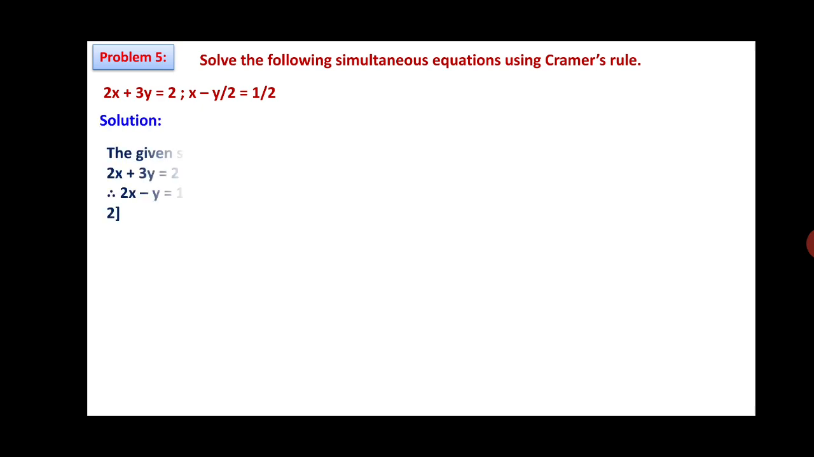Let us try the last problem. Solve the following simultaneous equations using Cramer's rule. The equations are 2x plus 3y is equal to 2 and x minus y by 2 is equal to 1 by 2. So friends, we start with the solution.